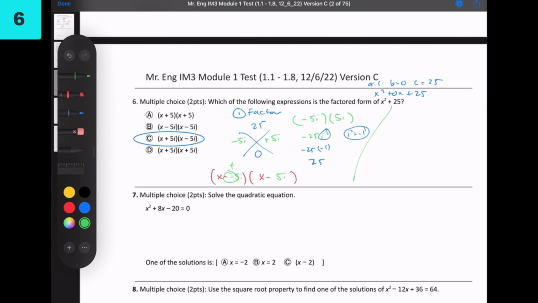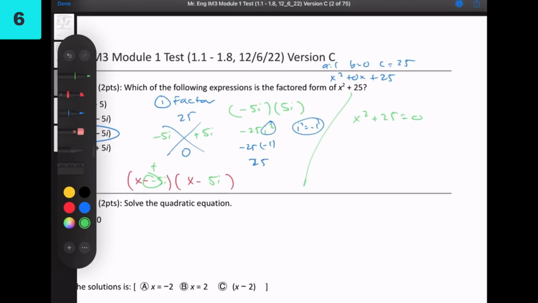Now, another way of getting that is just doing the square root method. Subtract 25 from both sides. Take the square root, plus or minus, x equals 5i. Whoops, that's not there. And you're going to do the same thing. You'll put it here and put it here.